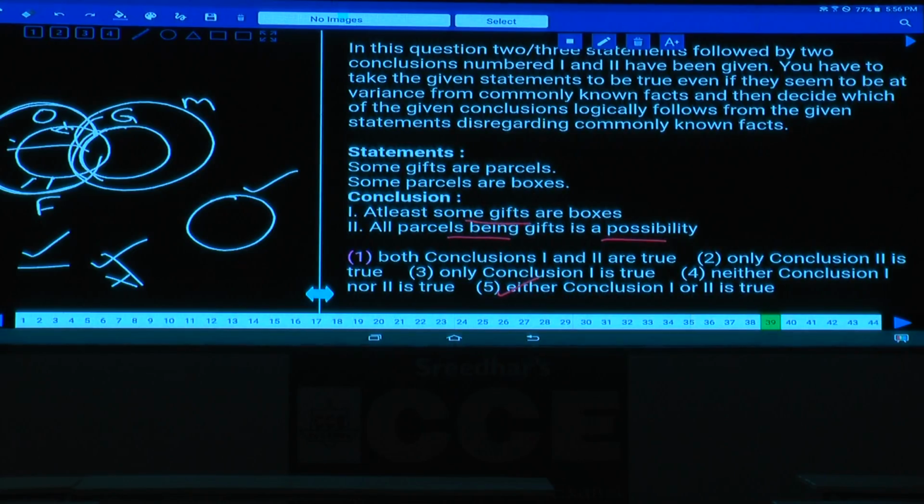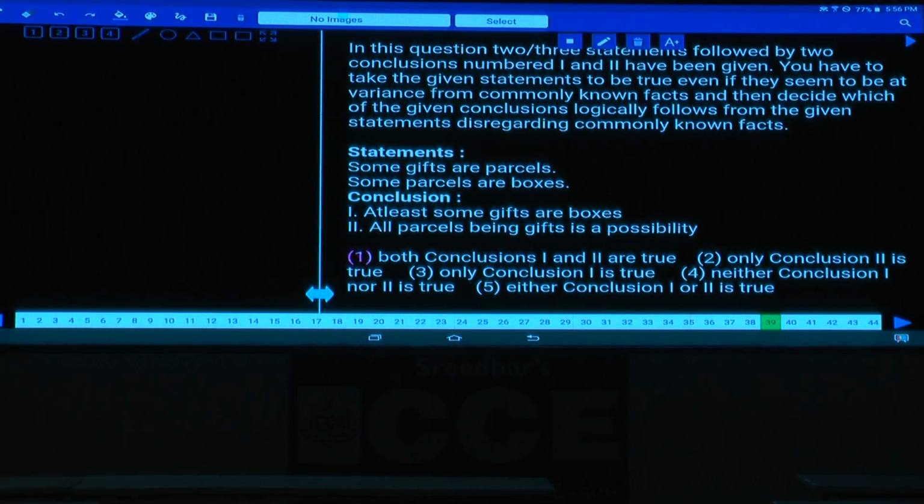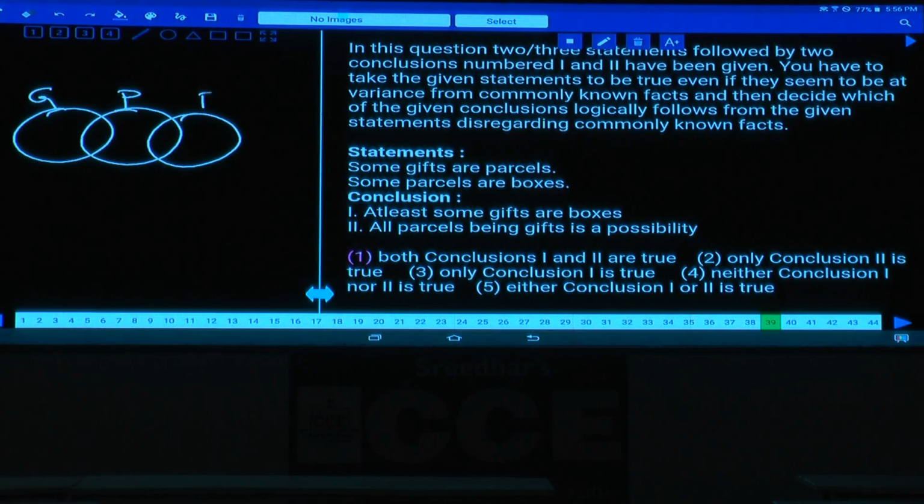Then coming to question number 39. Now in this 39, some gifts are parcels, and some parcels are boxes. Parcel and box. Some gift are box is false, all parcels are gift is possible. Now as the statements are affirmative, write as a single diagram, it is possible. Hence what is your answer here? Only 2 follows, choice 2. Question number 39, choice 2 is the answer.